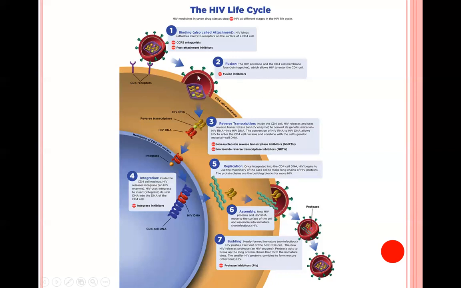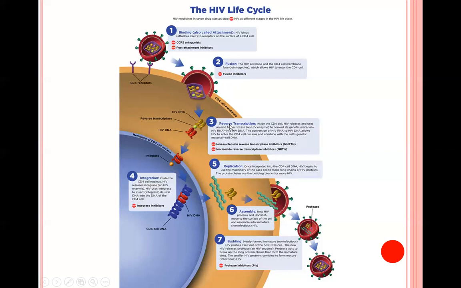So now the next thing is it fuses. The HIV envelope and the CD4 cell membrane fuse together. So you can see it's kind of fused into the cell membrane, which allows HIV to enter the cell. So now it's allowed to get into the cell. Now, there's a medication called a fusion inhibitor, which basically prevents the virus from fusing with the cell membrane of the CD4 cell. So this is another place where a medication might stop this process. But if it was allowed to continue, it comes in here.